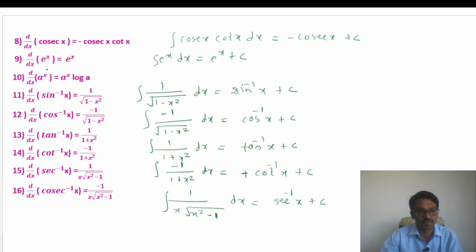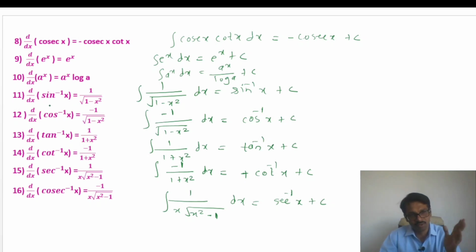We know that the derivative of e raised to x is e raised to x, and the integration of e raised to x with respect to x is again e raised to x plus c. The derivative of a raised to x is a raised to x into log a, and the integration of a raised to x with respect to x is a raised to x upon log a plus c.